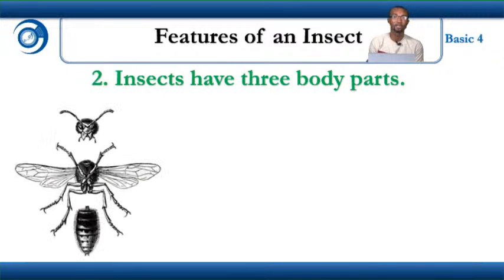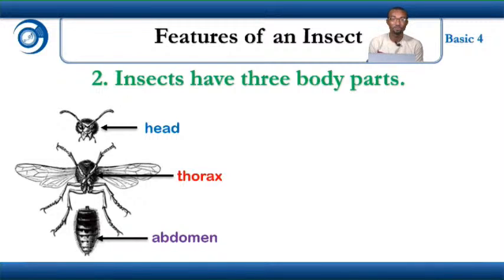Let's look at them. This is an insect showing the 3 body parts. The first one is the head, as you see on the screen where the arrow is showing. The middle part of the insect that contains the 6 legs and the 2 wings is called the thorax. So the first part is the head, and the middle part is called the thorax.